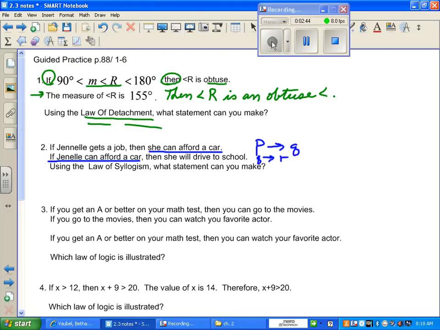It's implying R. Now putting that together, what you have here is your linker. Use the law of syllogism. So the law of syllogism always has this linking action going on. So what statement can you make? You can make this statement. If Janelle gets a job, that's our P, then she will drive to school.